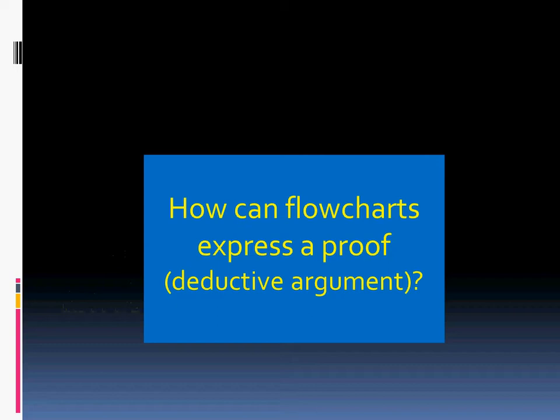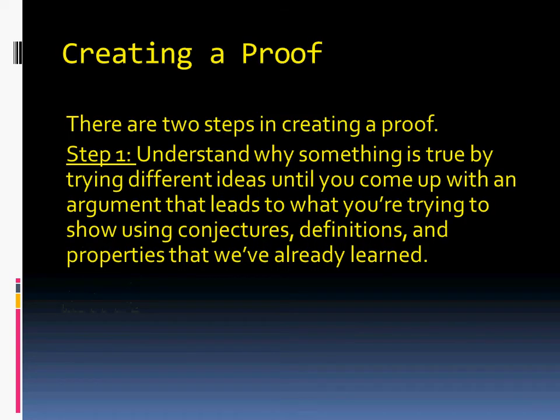As we get started on how to do flowcharts, we're going to use the same reasoning we've been using up until this point. But I want to be explicit about the two steps for creating a proof. In your notes you have some blanks to fill in here. A lot of times students mix these together and they don't realize there are two steps. They try to skip step one and go right to step two. Step two is where you actually write the proof, but step one is understanding why something is true.